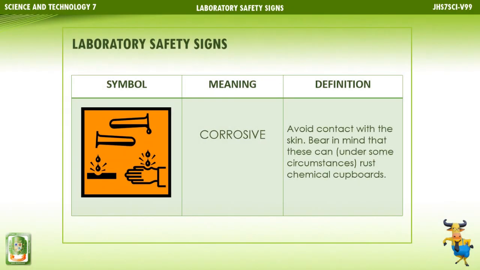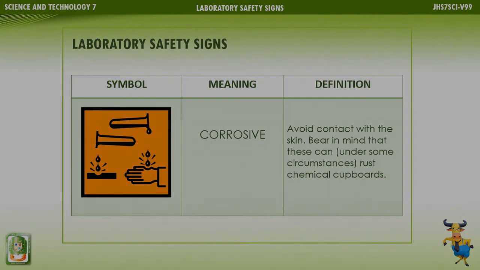The symbol which shows a chemical poured onto a material and a hand means a substance is corrosive. You have to avoid contact with the skin. Bear in mind that these can, under some circumstances, rust chemical cupboards.